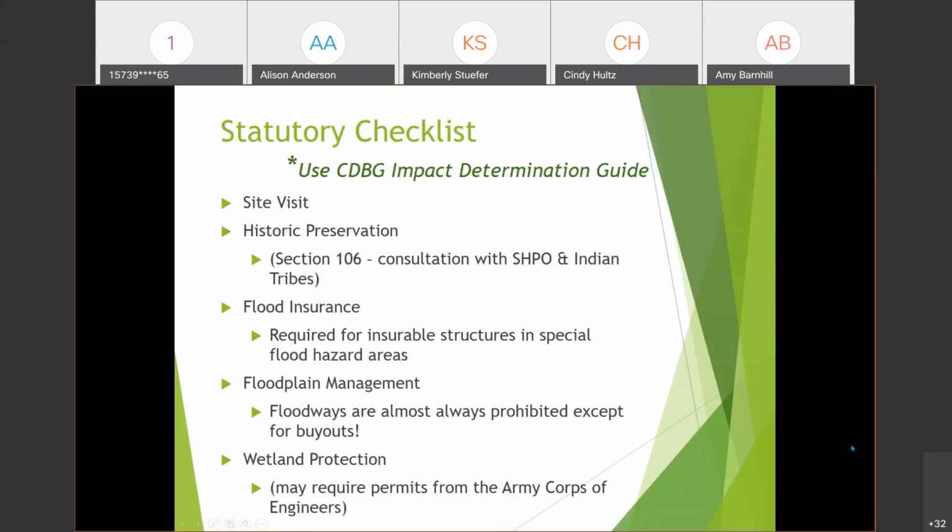So the first thing you're going to have is the site visit. There's a form for the site visit. You're actually going to the site and recording the conditions, and you're doing a contamination and toxic material worksheet that looks at both the subject property and the adjoining properties. And you're taking pictures and you're documenting everything around the site. You're basically creating your area of potential effect.